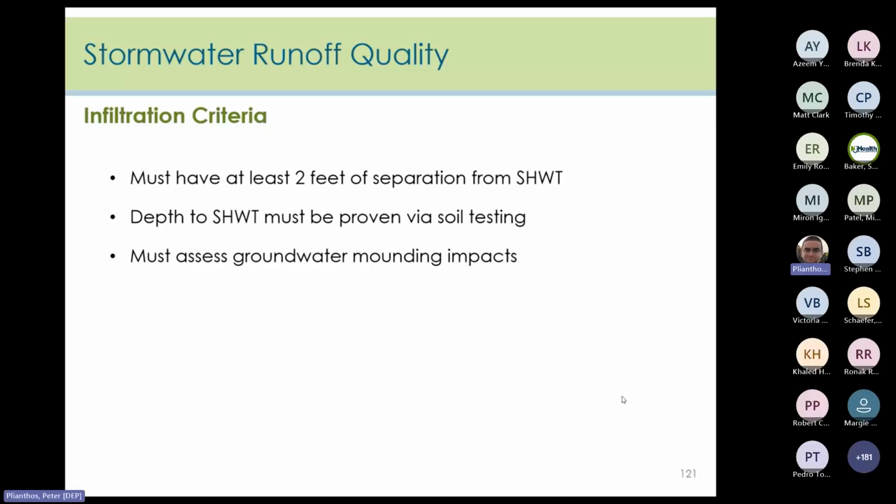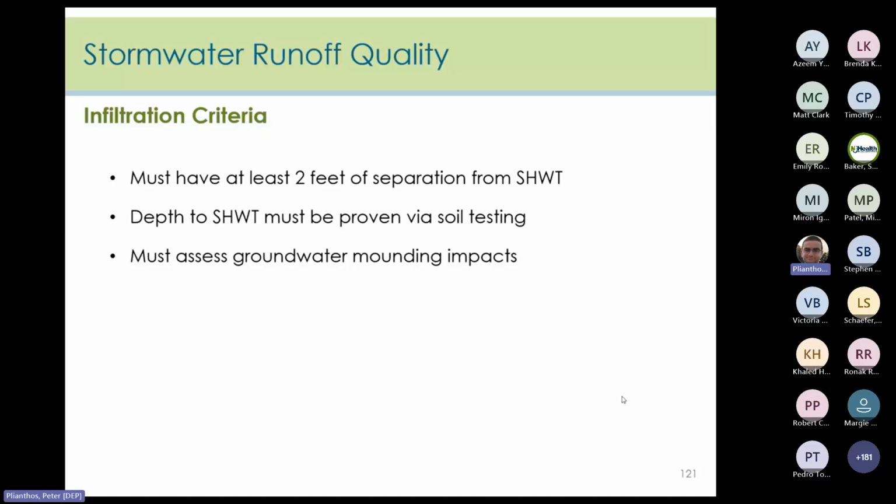Once again, you must have at least 2 feet of separation from the seasonal high water table, maybe 1 foot for some of those underdrained BMPs. And the seasonal high water table elevation must be proven via soil testing as well. And after you know the design permeability rate and the seasonal high water table elevation, you must assess groundwater mounding impacts.